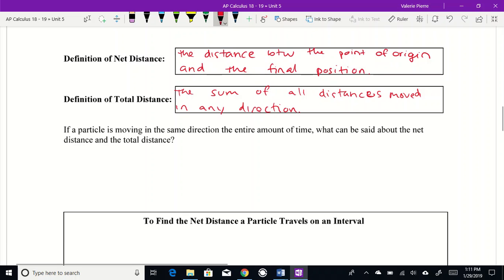If a particle is moving the same direction the entire amount of time, what can be said about the net distance and the total distance? If the particle never changes directions and is moving the same direction the whole time, then the net distance will be equal to the total distance.